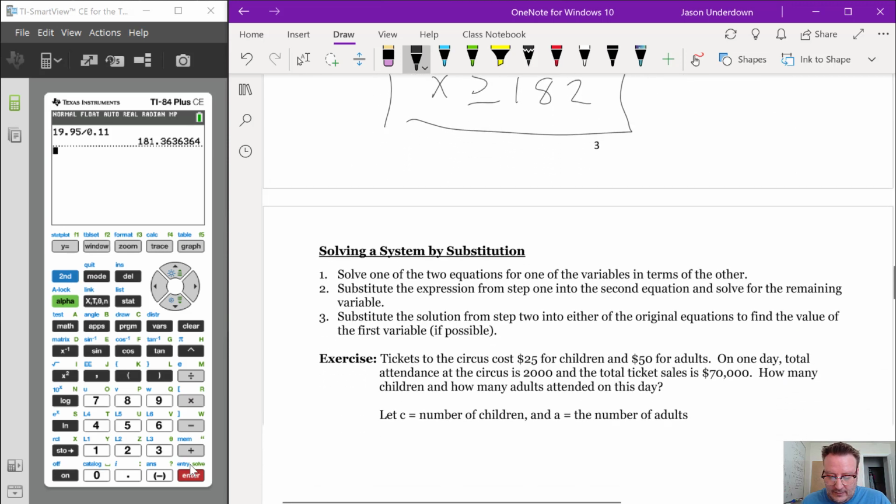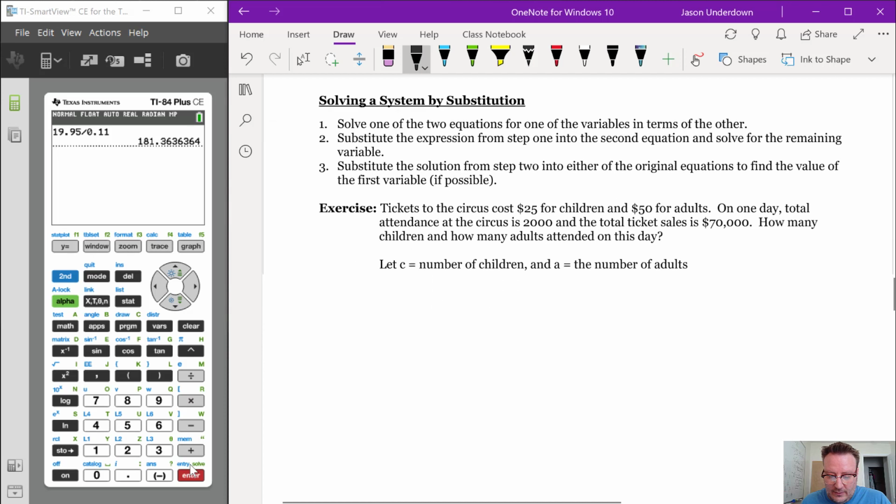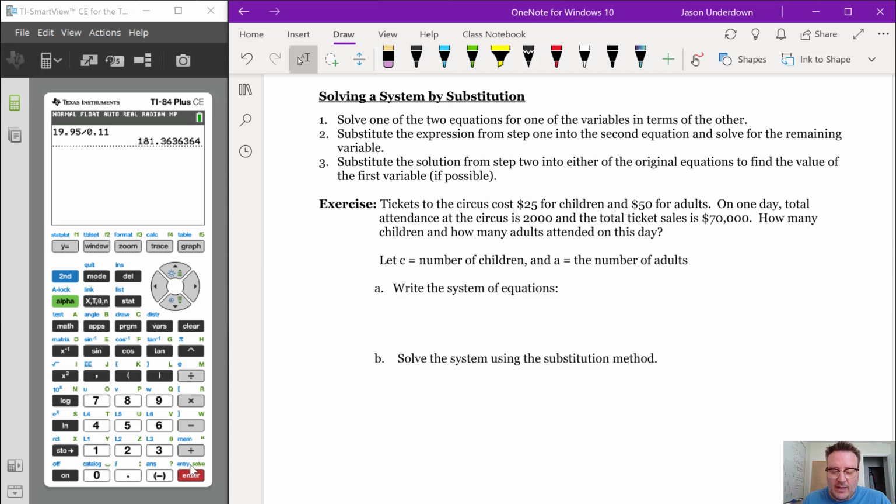Next, solving a system by substitution. So we've looked at the graphical method, the method of setting two equations equal to each other, and now we're going to look at the substitution method. Okay, we'll look at one more method, elimination.